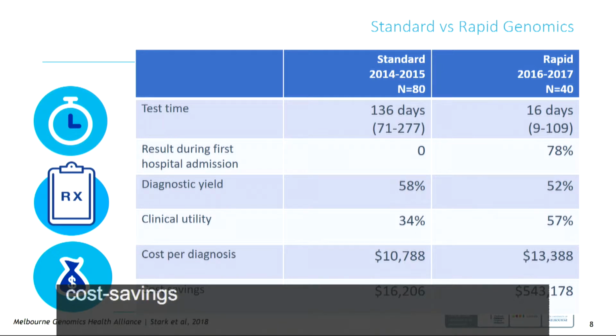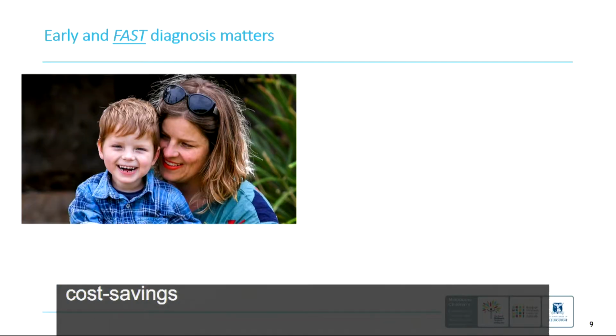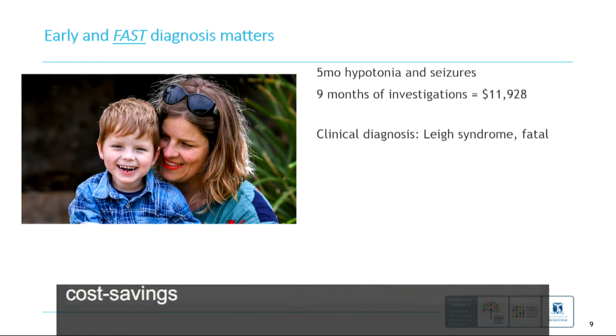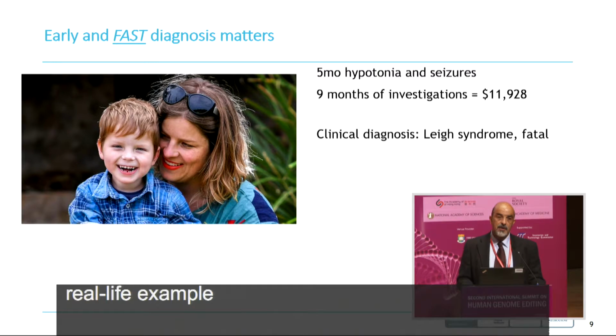And so a real-life example where this was applied, I have permission to show this photograph of this young boy and his mother. So this boy presented at 5 months of age with hypotonia and seizures, and over a 9-month period he had lots of investigations to try and identify the cause of his disorder, and he was given a diagnosis of Leigh syndrome, which is a terrible fatal neurodegenerative disorder which is usually fatal within the first decade of life.